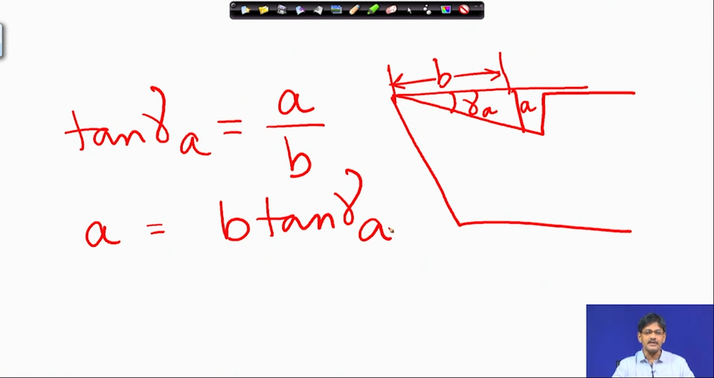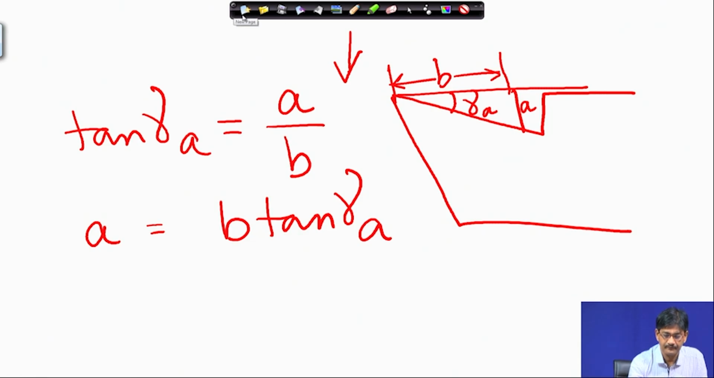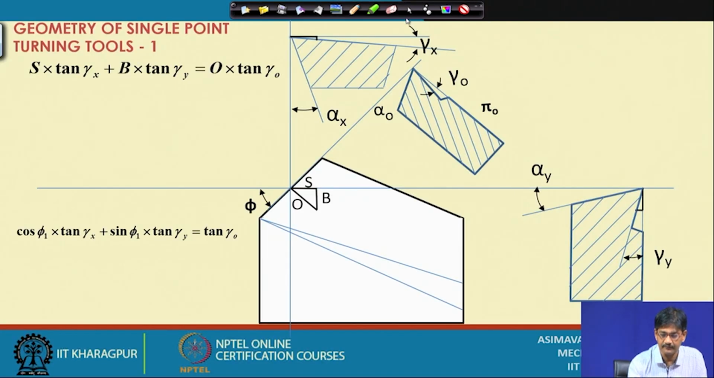So, what we mean to say is this: if on a particular identified section I have a rake angle as shown, gamma E, and this is the distance obtained in the plan view from the top, that distance multiplied by this tangent will give me the vertical distance I am going down. This we will use extensively. So, let us now go back to our discussion here.